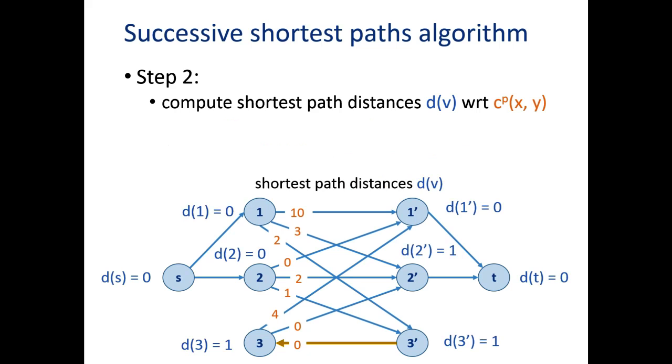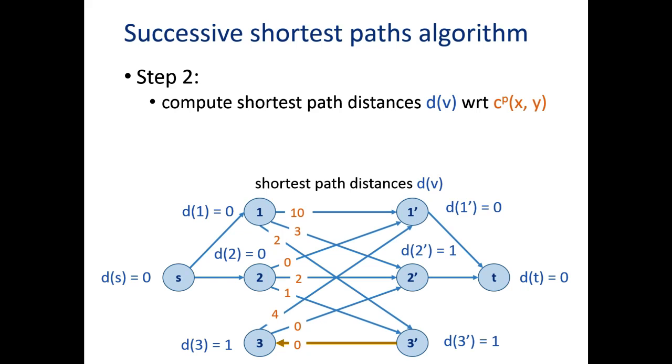So step 2. Now let me compute my distances with respect to those modified costs. Note that these two guys are still reachable from S, so the distance to them is still 0. The distance to this guy is 1. How do we get to that 1? To get to him at distance 1, we have to go S, 2, 3 prime, 3, back to 3. And that costs us just 1. Here we compute all the distances using our updated modified costs.